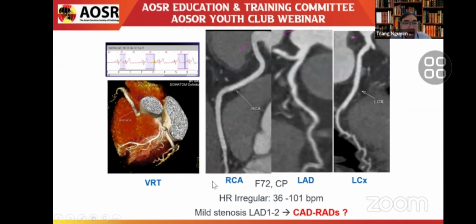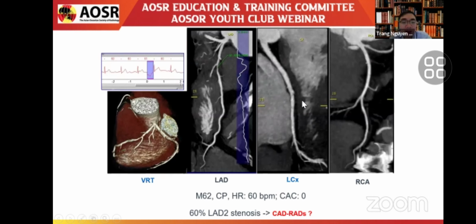So for example, this is a female patient, 72 years old with chest pain, and this patient has a very irregular heart rate from 36 to 101 BPM. Well, you can see the image quality is quite nice. We can have the VRT image, and then we can see on the image the segments of the coronary artery. And here we can see very mild stenosis of LAD 1 and 2 here. So about the CAD-RADS, we can say this is the CAD-RADS 2 or 1. This is very mild to moderate stenosis.